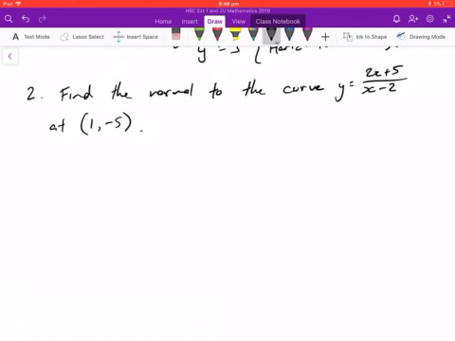Okay, so here, notice a couple of differences from the last question. We're finding the normal, which is the perpendicular line to the tangent, and we've been given the x and y coordinates, so I don't have to sub in 1 and find y and all that kind of stuff. So we don't need to do that.